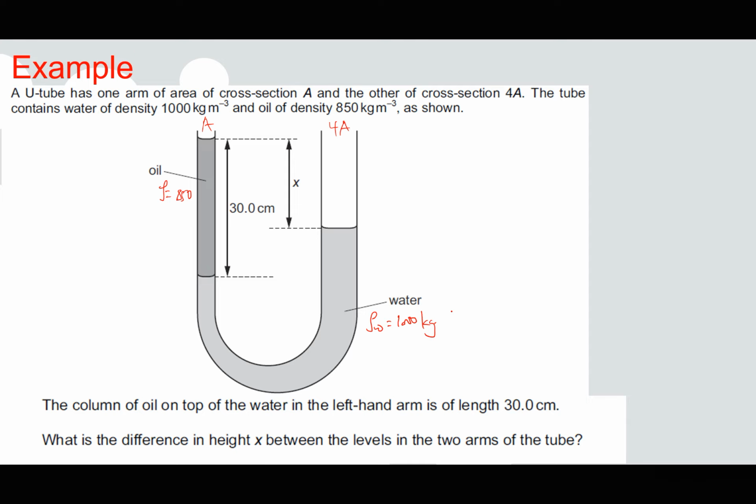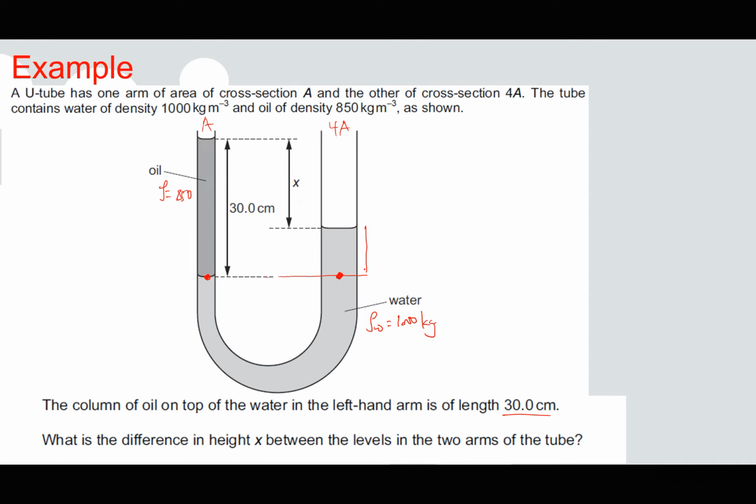The column of oil on top of the water in the left-hand arm is of length 30 centimeters. What is the difference in height, x, between the levels in the two arms of the tube? Remember I have said the pressure at the same level in the same liquid is equal. So I'm going to look for the same level then. So it means the pressure here in water is the same as the pressure here due to water. Same level in the same liquid.